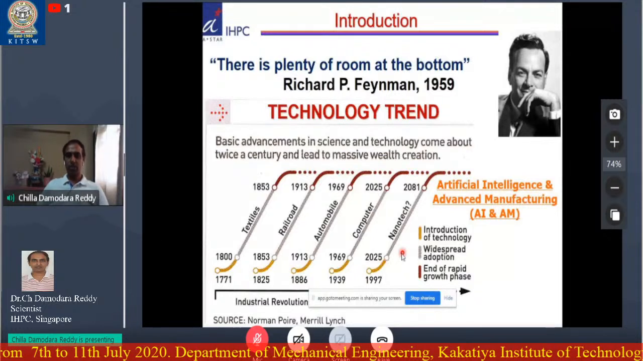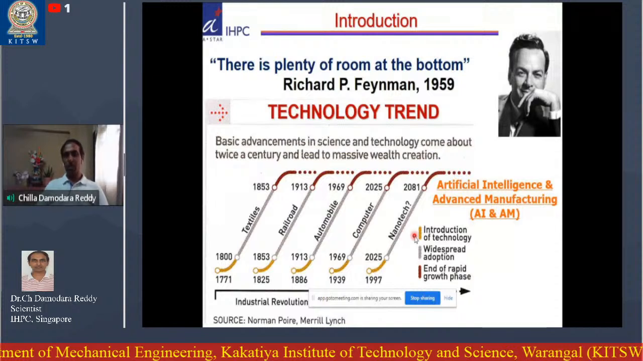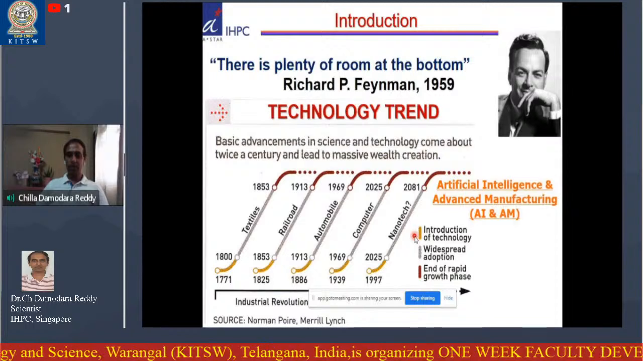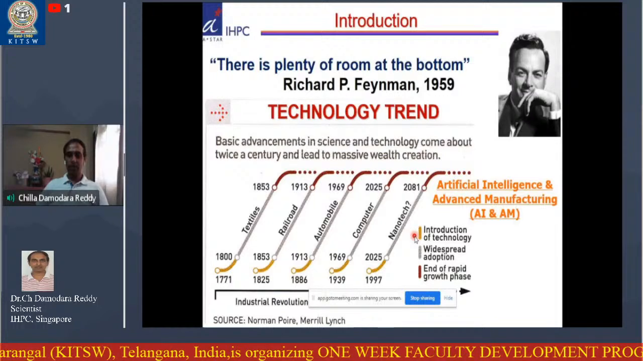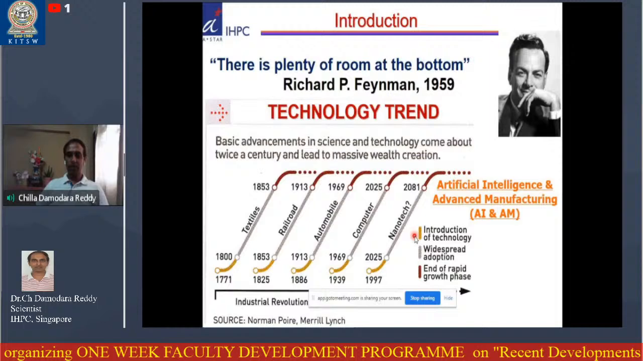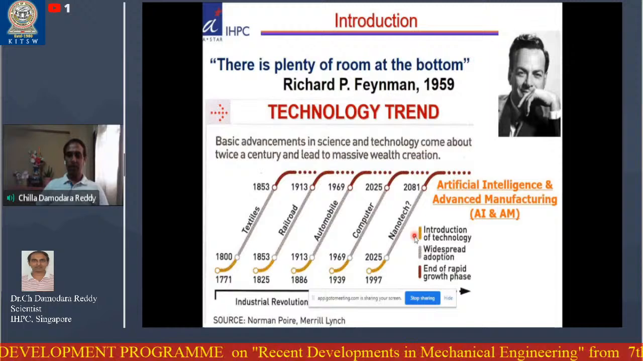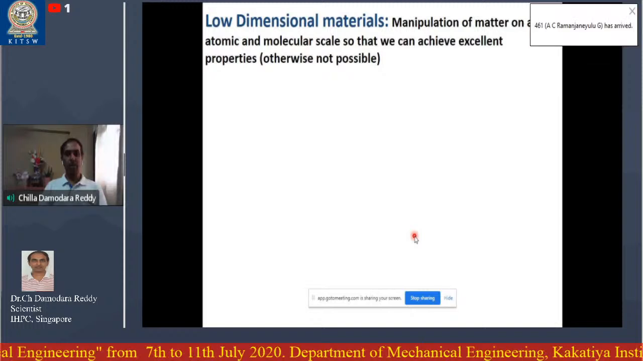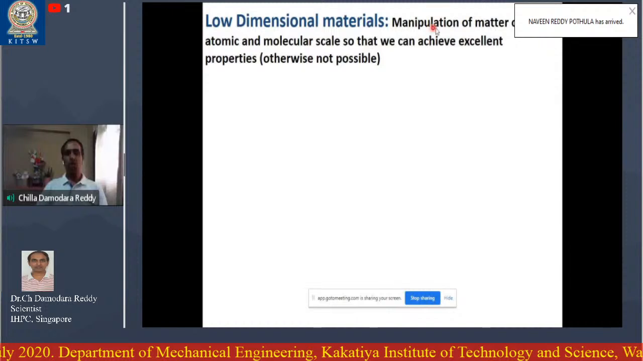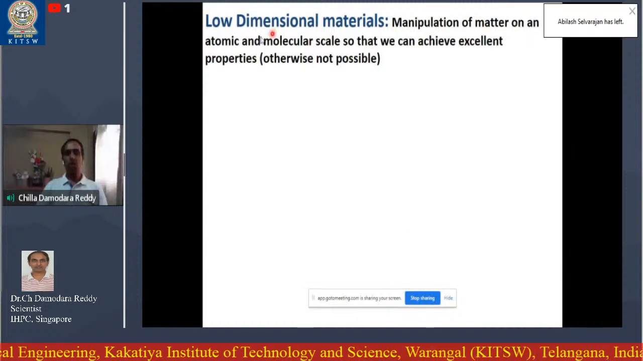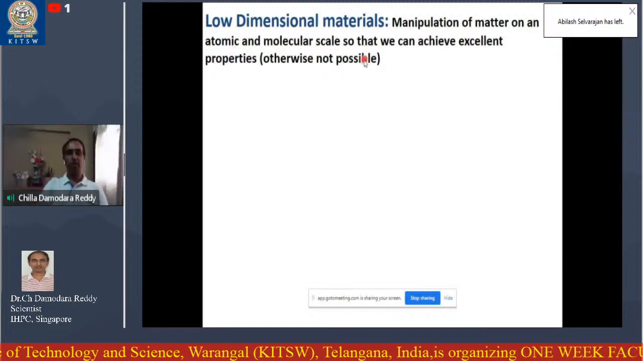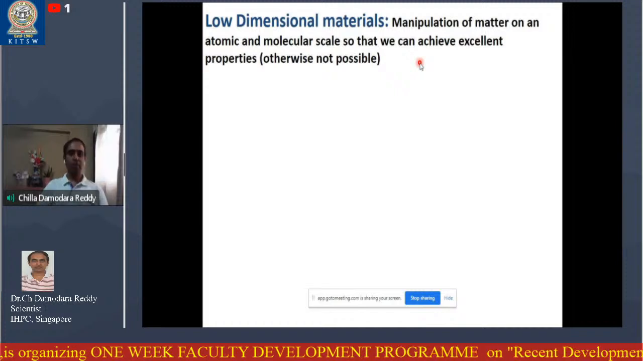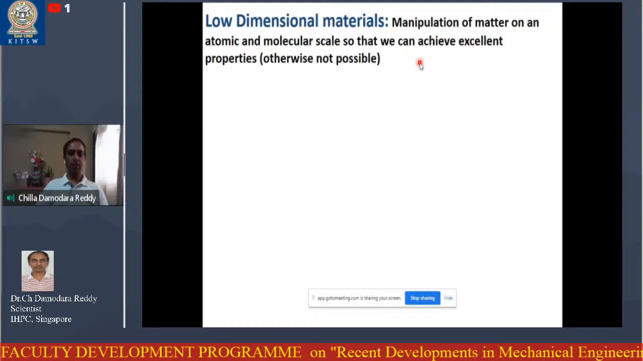We are advancing a lot towards manufacturing, as well as artificial intelligence to predict new materials and material properties we did not know previously, based on experimental as well as simulation work, and based on databases. Low dimensional materials means materials in the nanometer scale or micron scale or less than micron scale. In these scales, if you manipulate matter on an atomic or molecular scale, we can achieve excellent properties. These are kind of man-made materials; otherwise, it's not possible.